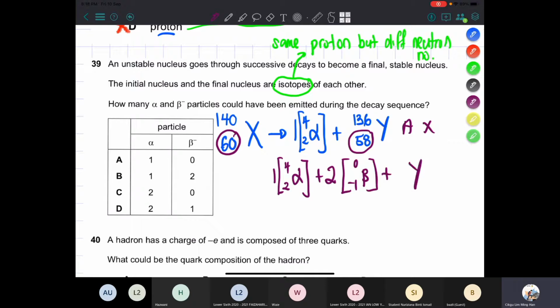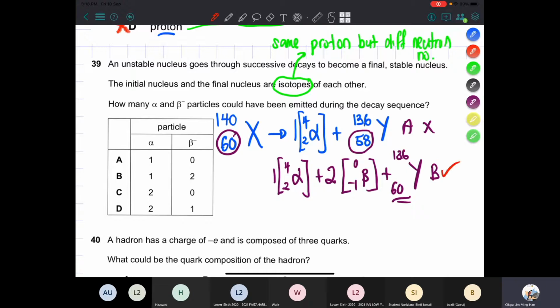So your new daughter here will be still the same 136, but now you see this one is 2 minus 2 plus 2 is 0. So this one got 60. Am I right? So I think B will be the answer. Yeah, B will be the correct answer.